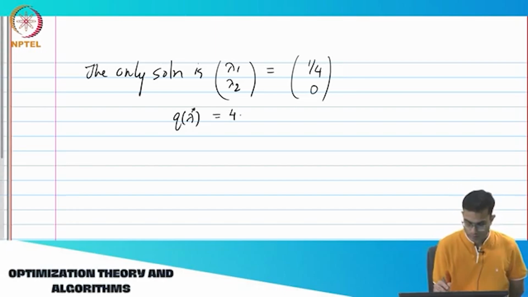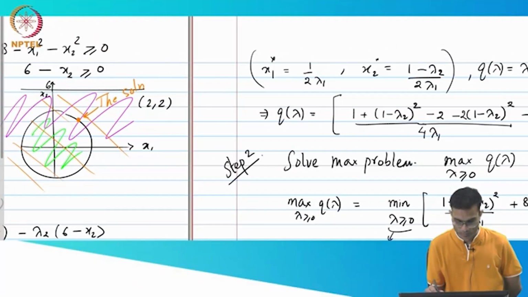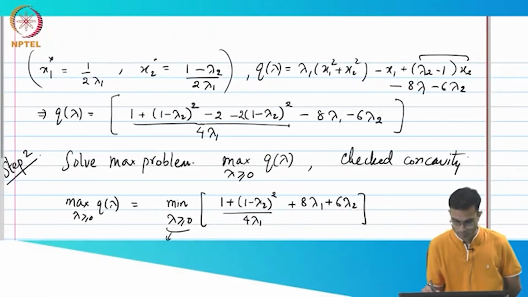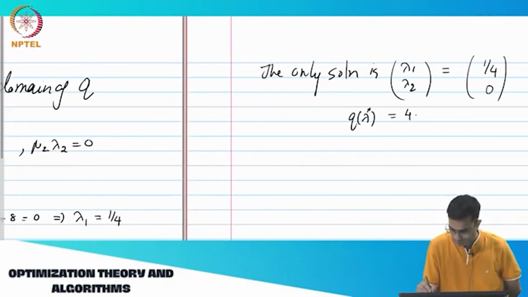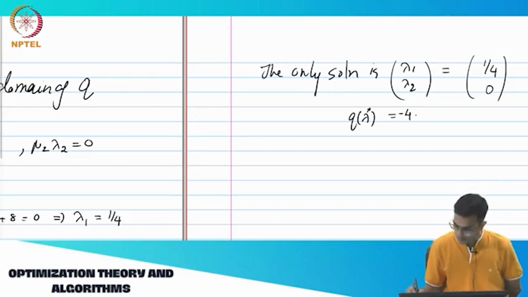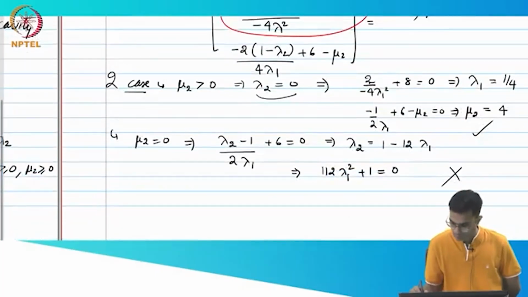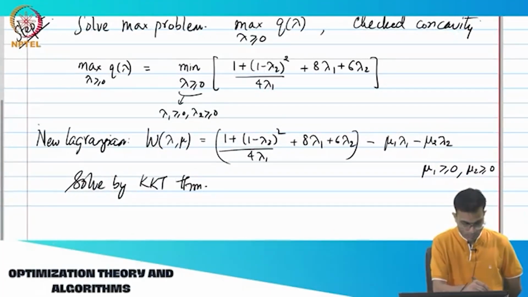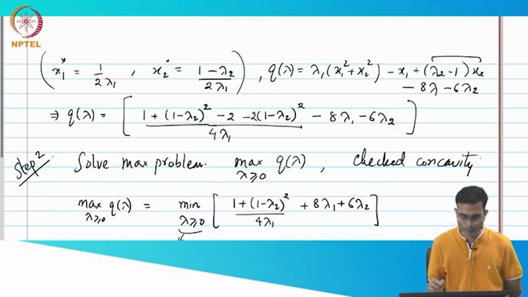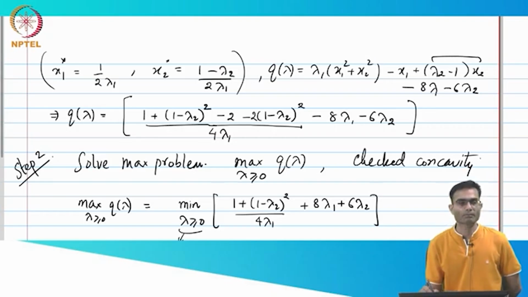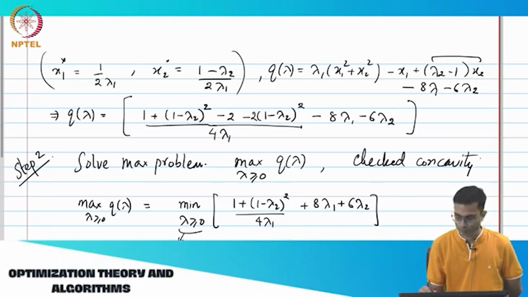Okay, there should not be a minus. Oh, sorry. Okay, very good. And we had a relation for x1, x2 in terms of lambda, right? If you go back, here is x1 star, x2 star: 1 by 2 lambda 1 and 1 minus lambda 2 by 2 lambda 1. So if I substitute 1 by 4 comma 0 in this, what do I get for x1 star, x2 star? 2 comma 2, right?